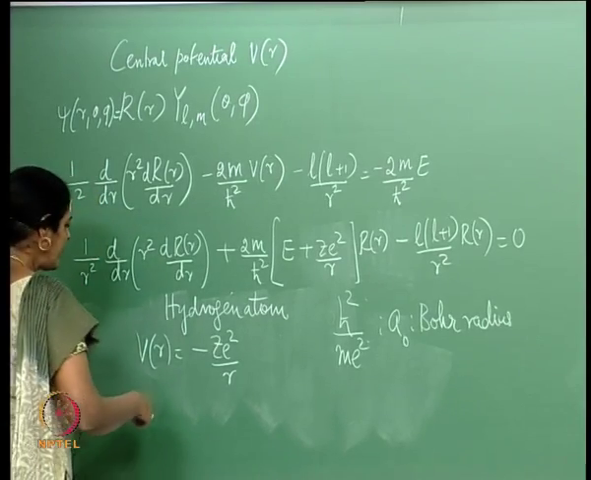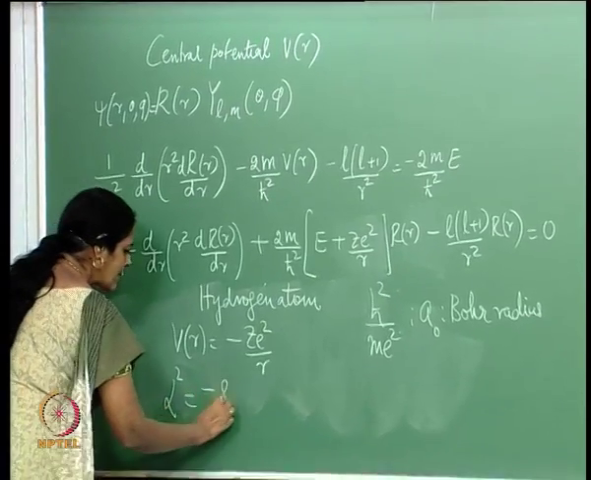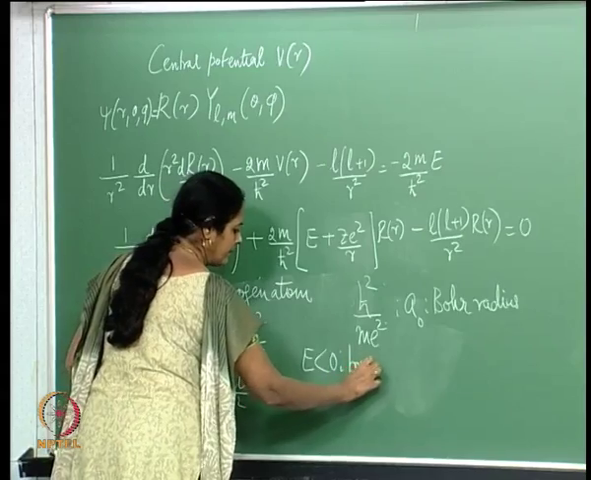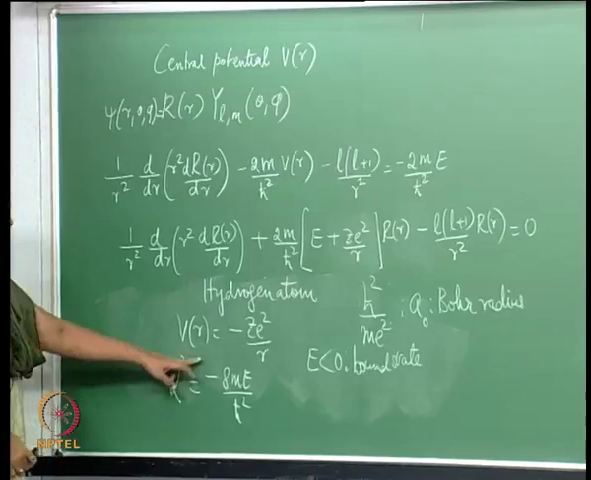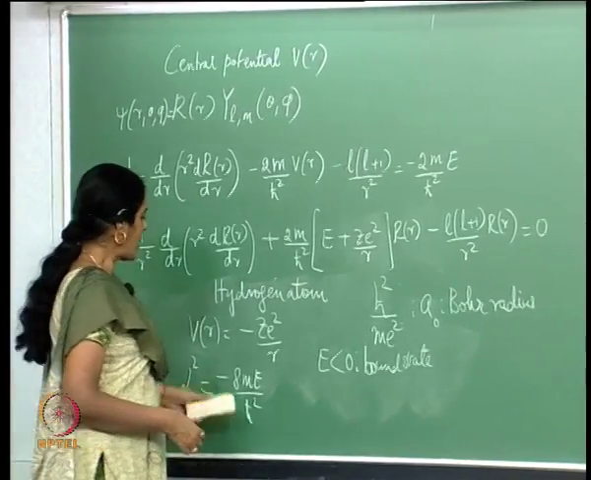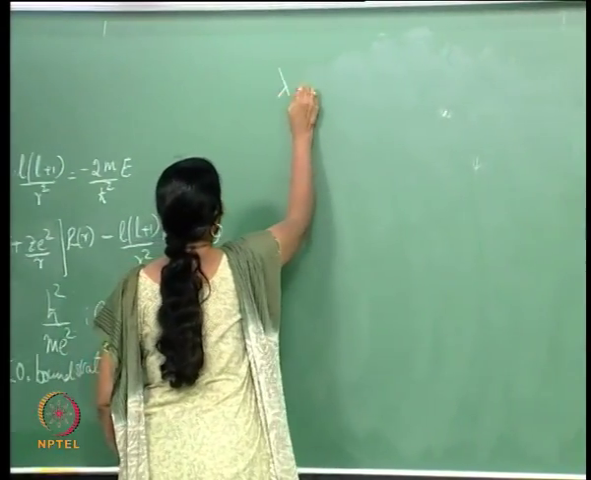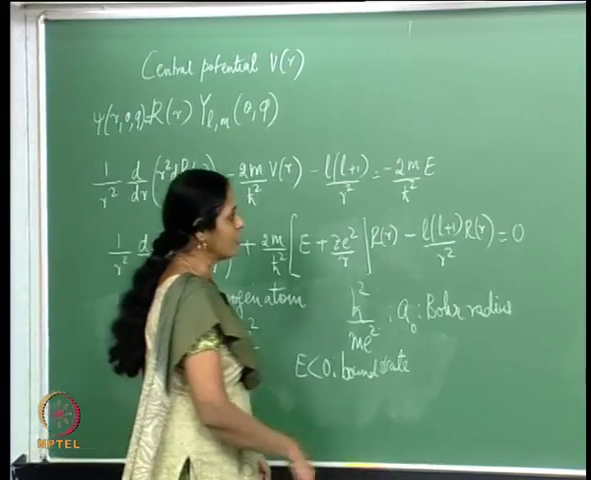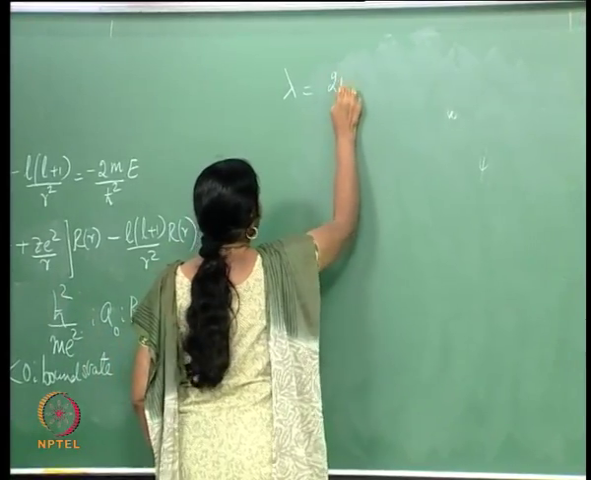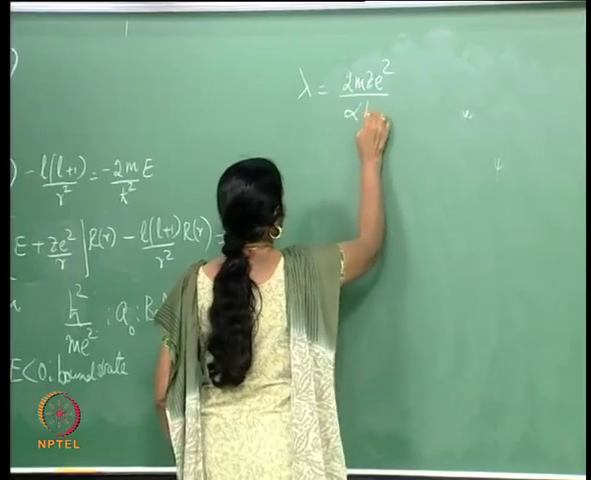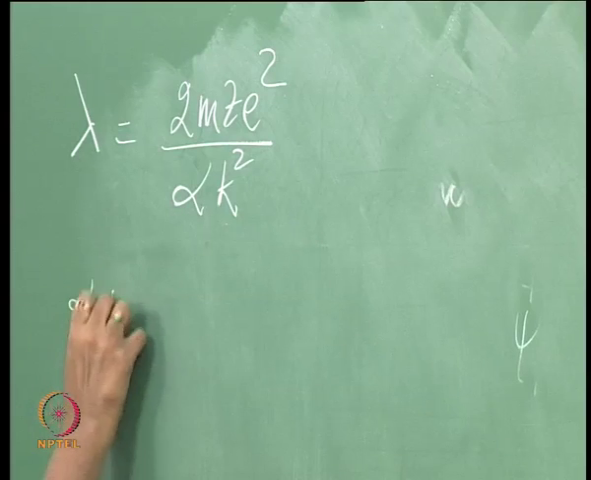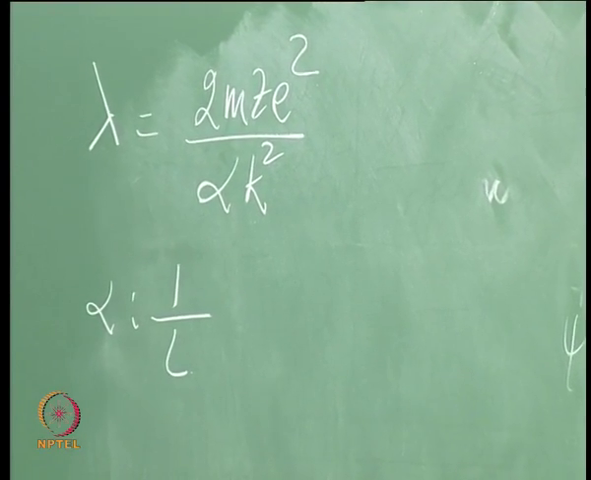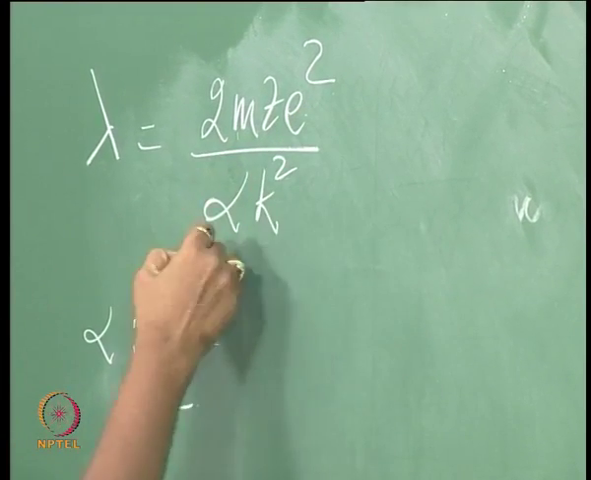And then let me define an object alpha squared as minus 8mE by ħ squared, because E is negative. E is less than 0 because we are looking at a bound state, and therefore alpha squared is positive. And I define an object lambda, which, as you know, would have dimensions in terms of length. So now I define a lambda which is 2m Z e squared by alpha ħ squared. Alpha has dimensions of 1 by length, and lambda itself is dimensionless. ħ squared by m e squared has dimensions of length, and therefore lambda is dimensionless.